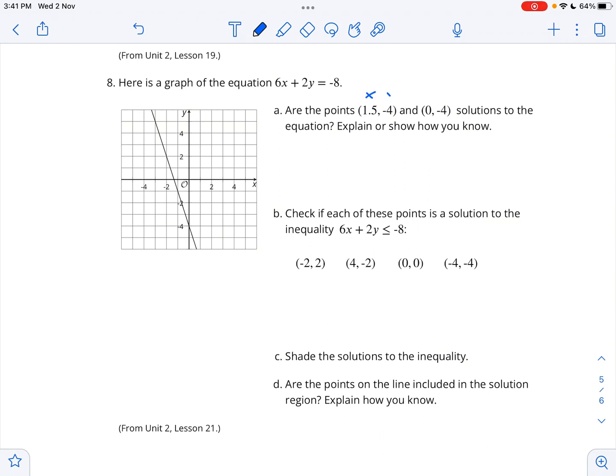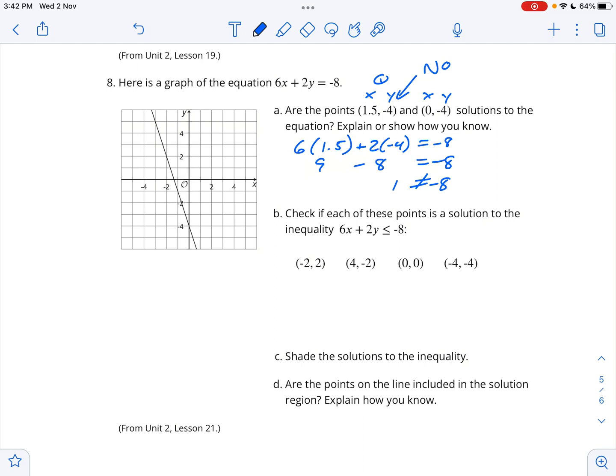So here's my x and my y. Let's check that first point. I would do 6 times 1.5 plus 2 times -4 and see, does that equal -8? I don't believe it is. This is going to become 9 minus 8, which is equal to 1, which is not equal to -8. So that point would be a big old no.